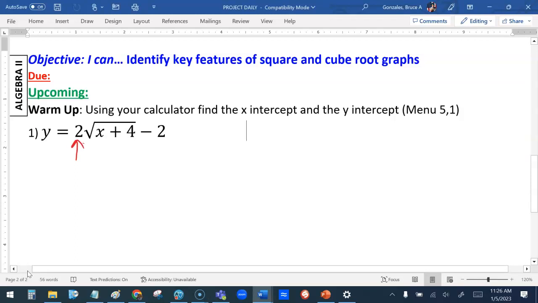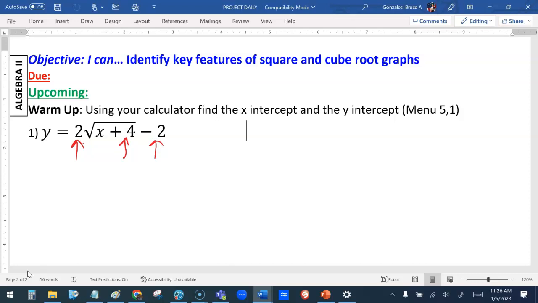Vertical stretch. What does this +4 inside do? Shift up, down, left, or right? Left, because insiders lie and they're horizontal, right? Outsiders, so the -2 goes which way? Down 2, okay?